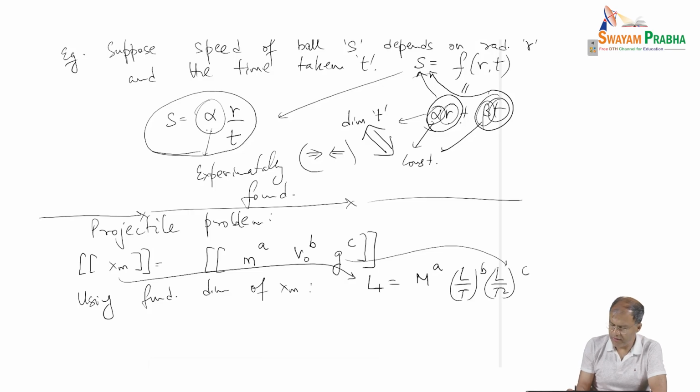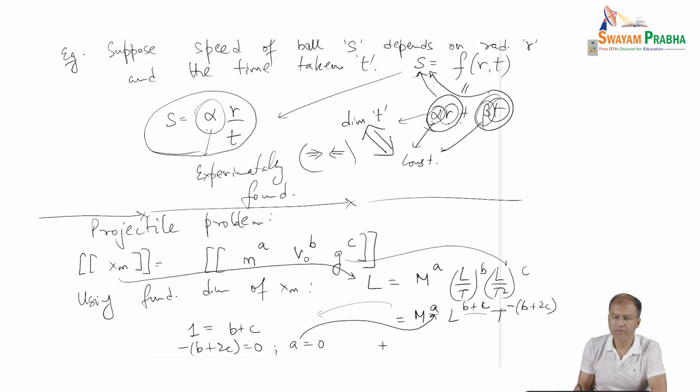So now if we were to rearrange everything, we see that this is m^a times L^(b+c) times t^(-b+2c), right? And now, if we equate the powers on the left and the right hand side, we see that the dimension of L on the left hand side is 1. So 1 is b plus c, and then the other two equations are minus b plus 2c is 0, and the third equation being a is equal to 0, that is the coefficient of mass.